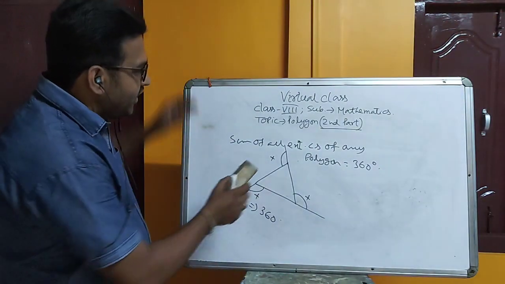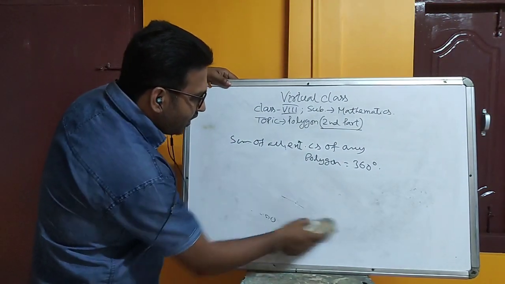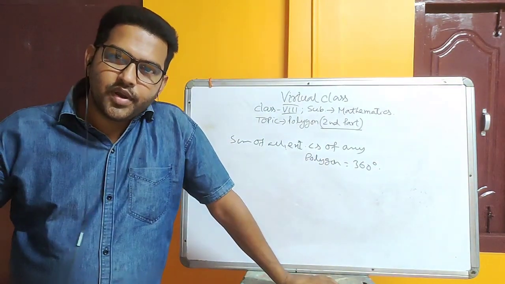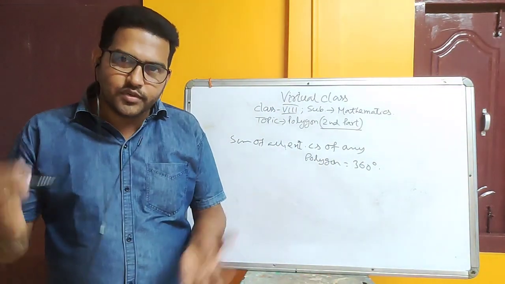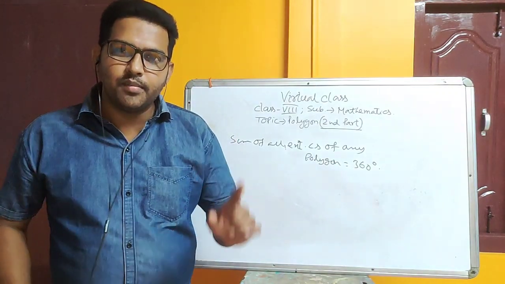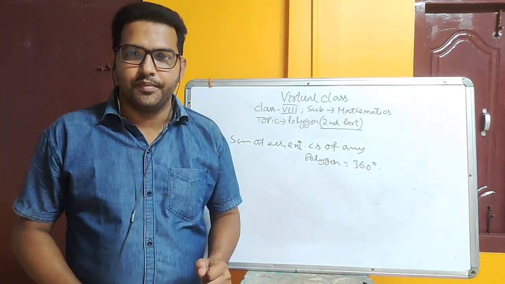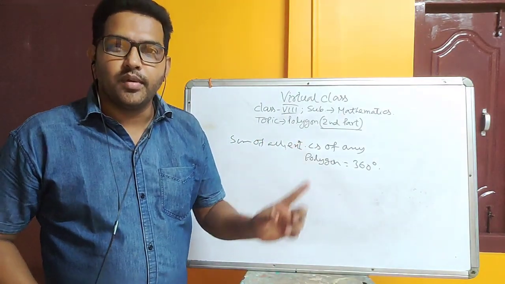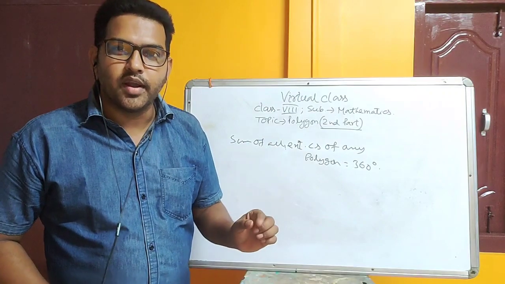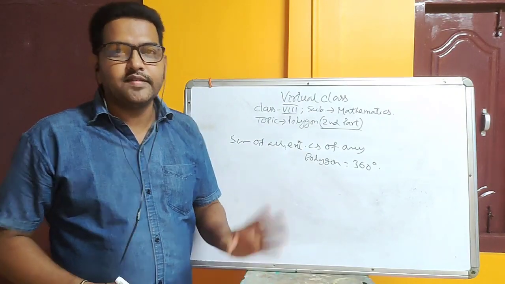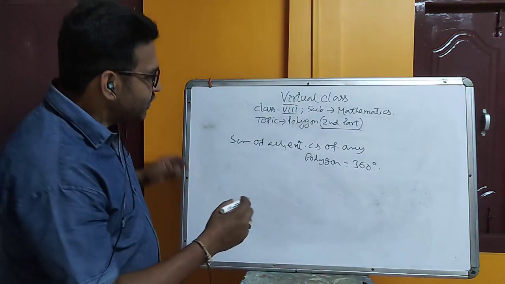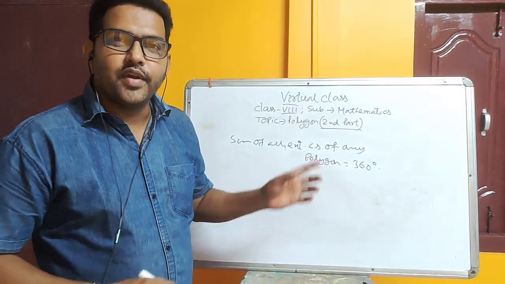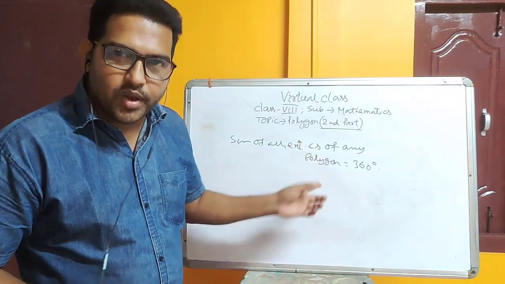Now, if it's a regular polygon, then sum of all exterior angles of a regular polygon is also 360, because a regular polygon is a special kind of polygon. But there is another special case in a regular polygon. A regular polygon has all exterior angles equal. Okay, so what is the measure of each exterior angle of a regular polygon?